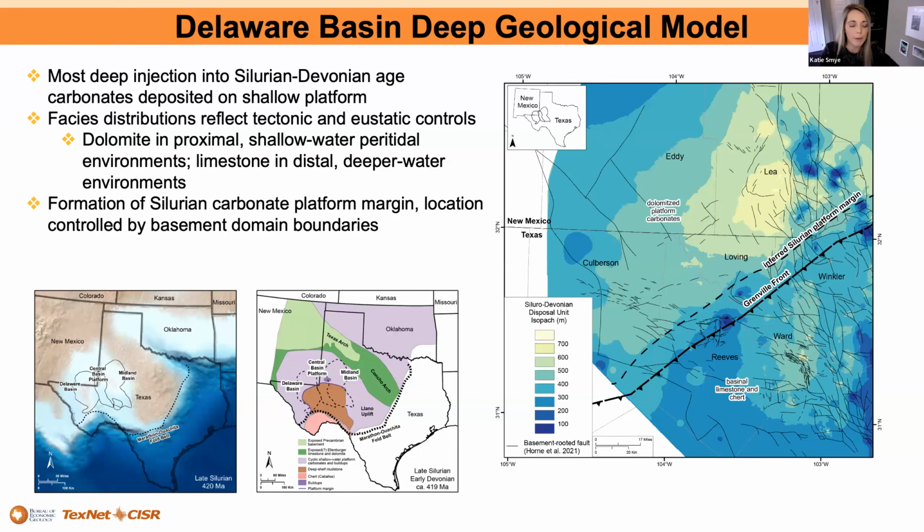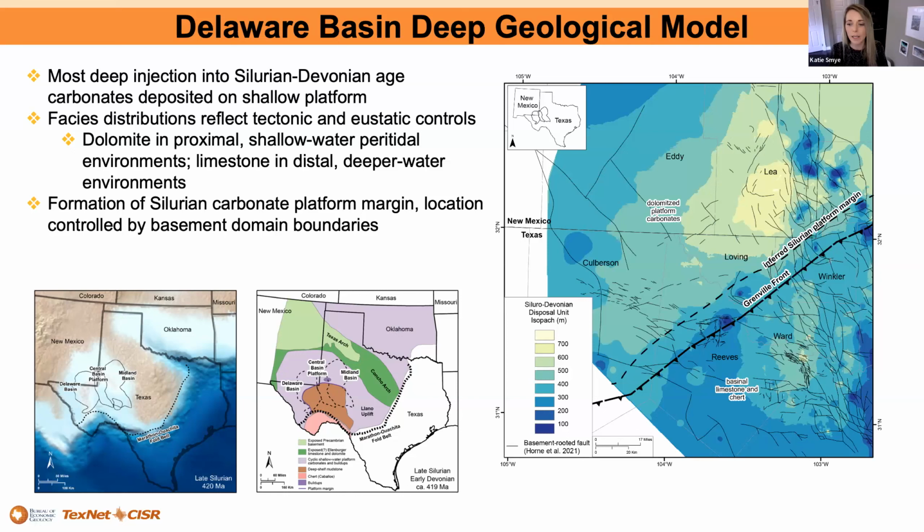Now, I talked a bit about the importance of basement, but this goes even into our geologic interpretation of the Silurian and Devonian age units, because what we have noted is that the ancestral Silurian platform margin, which dictates whether we have dolomitized platform carbonates to the north or basinal limestone and chert to the south, that the position of that platform margin seems to be trending with the Grenville Front.